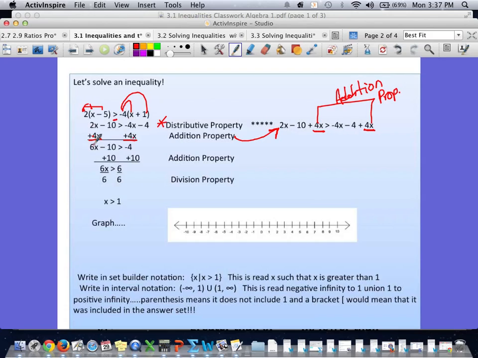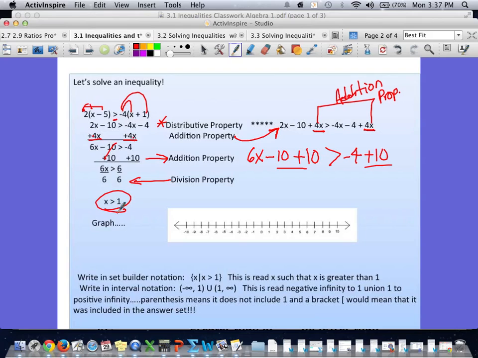You still add, so it's 2 plus 4 is 6x, minus 10 greater than -4. Add your 10 to both sides. That's again addition property. You may see it written 6x minus 10 plus 10 is greater than -4 plus 10. Okay? This is again adding 10 to both sides, addition. All right, so when we are finished with this, we end up with -4 plus 10, which is 6, and 6x. So then we divide by 6, which is the division property, and we get x is greater than 1.